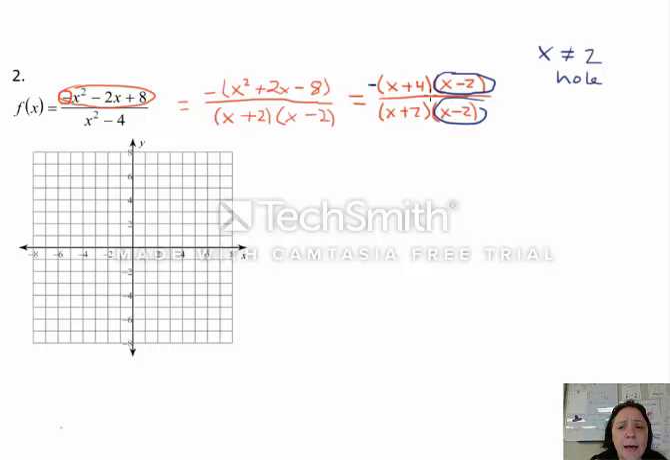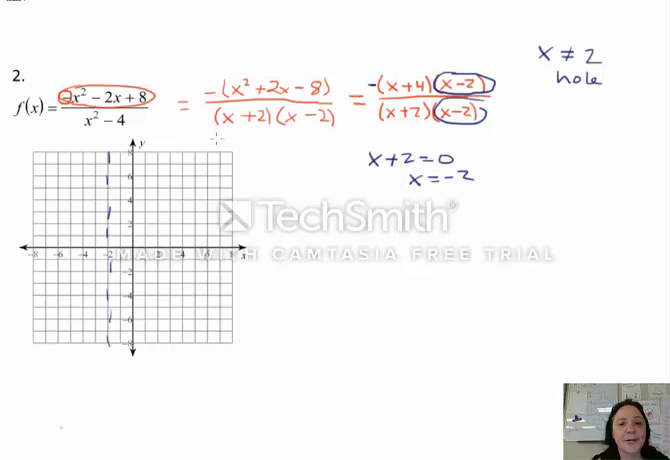Before I do that, I'm going to want to graph my asymptotes. My vertical asymptote will be where I have division by 0 excluding that common factor. So it will happen where x plus 2 equals 0, which gives me x equals -2. I'm going to go ahead and graph my vertical asymptote there.